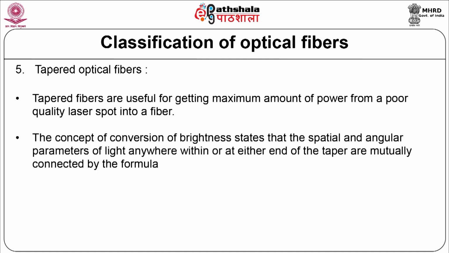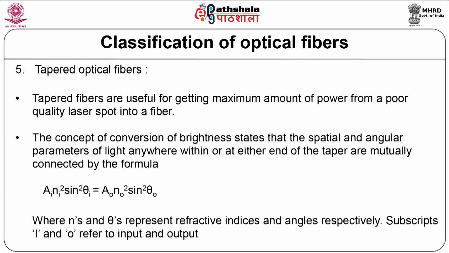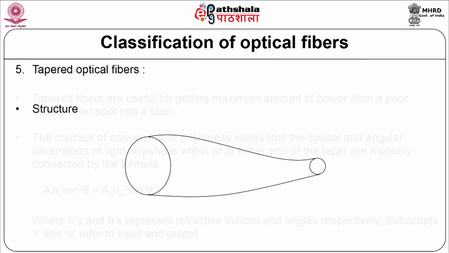The concept of conservation of brightness states that the spatial and angular parameters of the light anywhere within or at either end of the taper are mutually connected by a formula: a1 squared n1 squared sin squared theta 1 is equal to a0 squared n0 squared sin squared theta 0, where n's and thetas represent the refractive indices and angles respectively. Subscripts 1 and 0 refer to input and output. Consider the structure of the optical fiber.